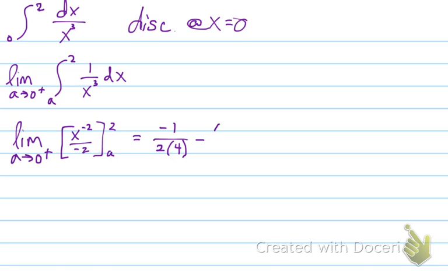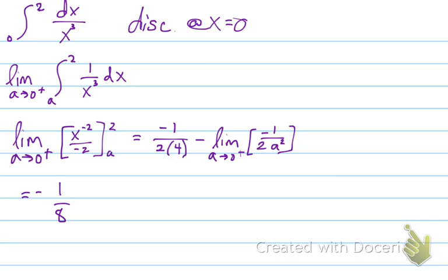minus the limit as a approaches 0 from the positive side, from the right side, of negative 1 over 2x squared. Or 2a squared, I'm sorry. So, for the first term, I get negative 1/8.